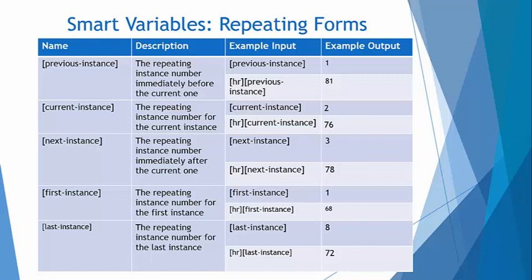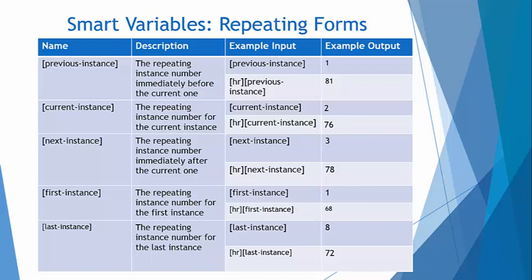Next instance will always refer to the number that occurs immediately after the current instance. The first instance will pull the lowest numbered repeating instance number. This may or may not be the first number if you have deleted instances. Finally, last instance will pull the highest numbered repeating instance number for the current record or event context.